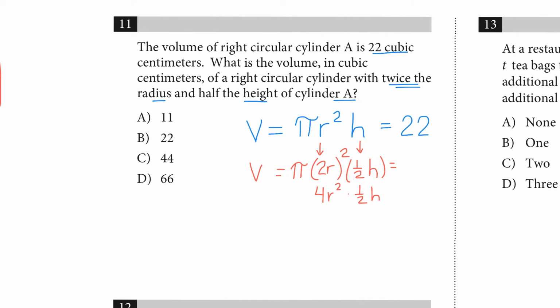So if we take 1/2, and there's your pi, it's a constant, 1/2 times 4, that's 2. So you're going to have actually 2 pi r squared h. Well, if 1 pi r squared h is 22, then 2 of those would be 44. And this is what happens if you double the radius and halve the height. The answer should be 44. Answer C.